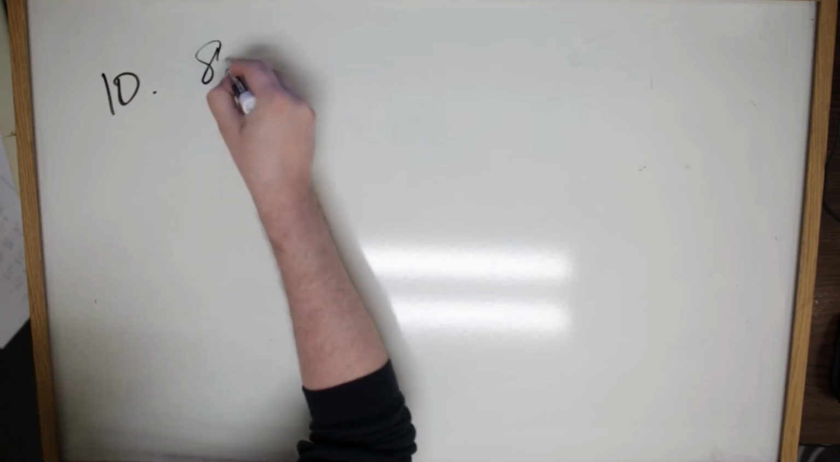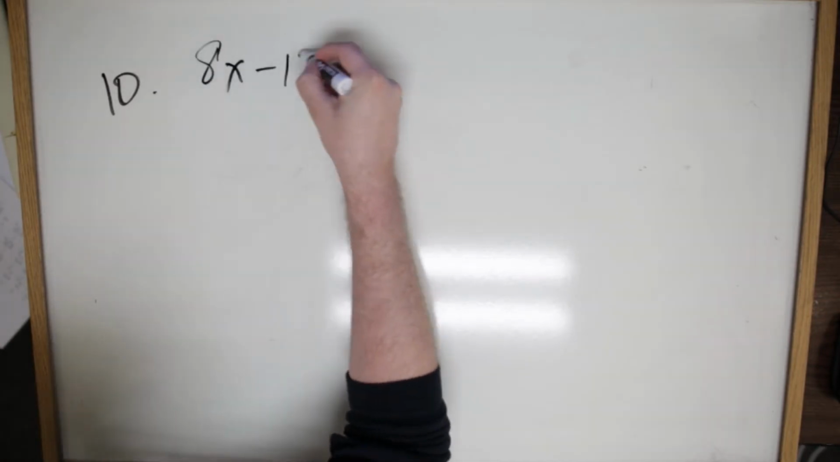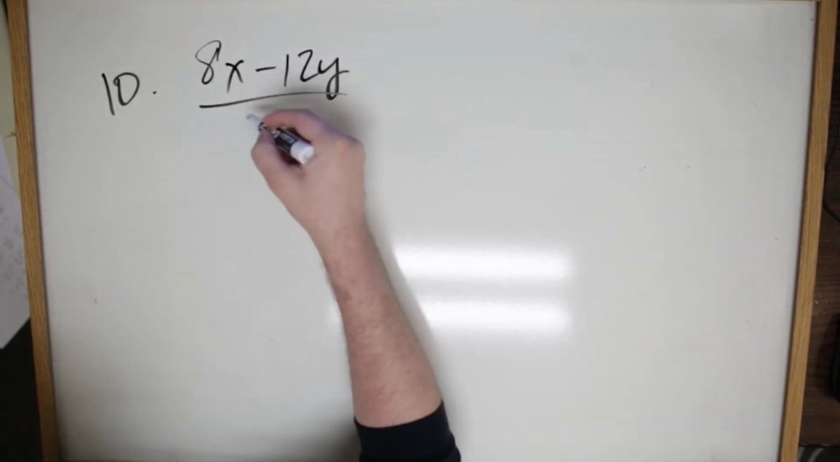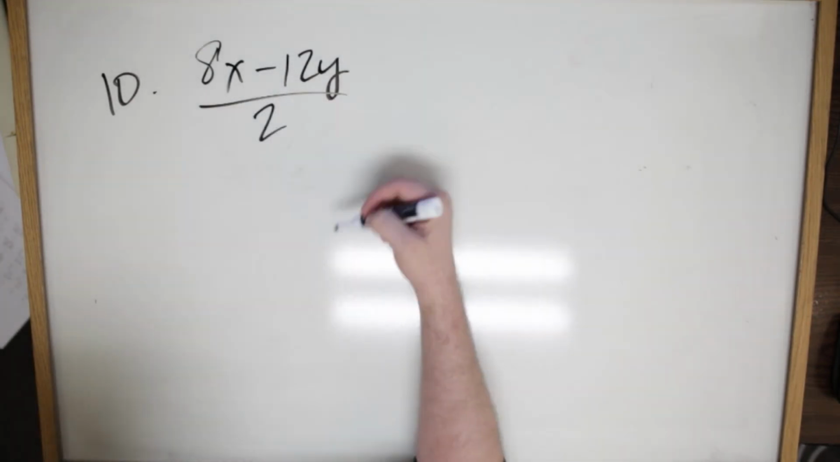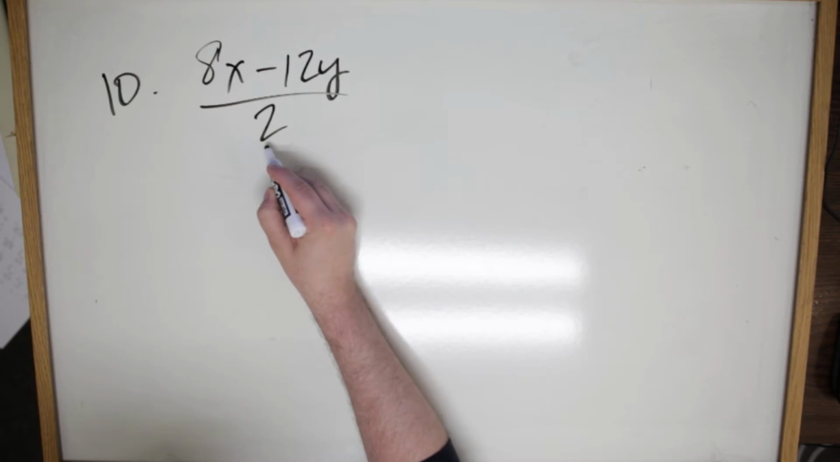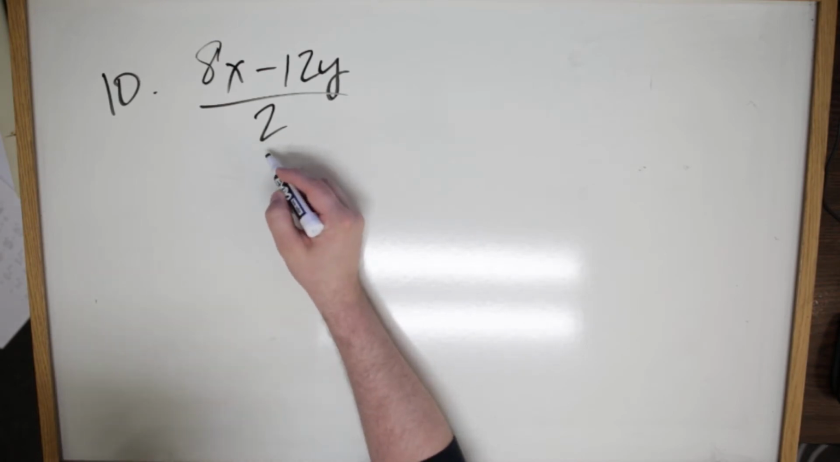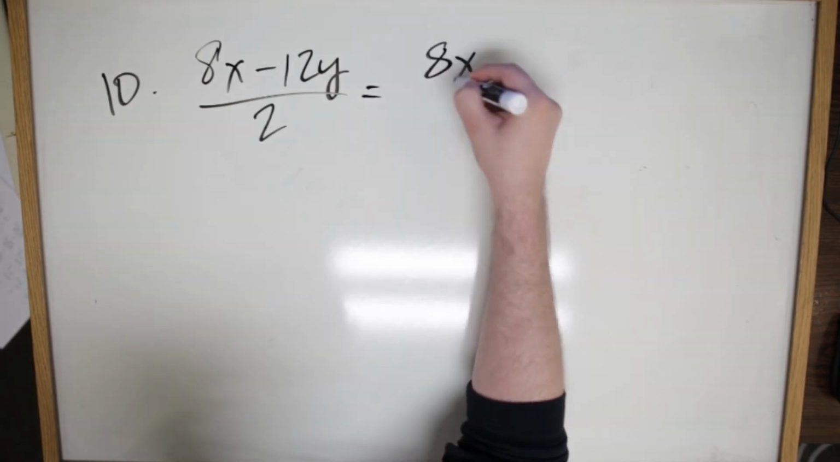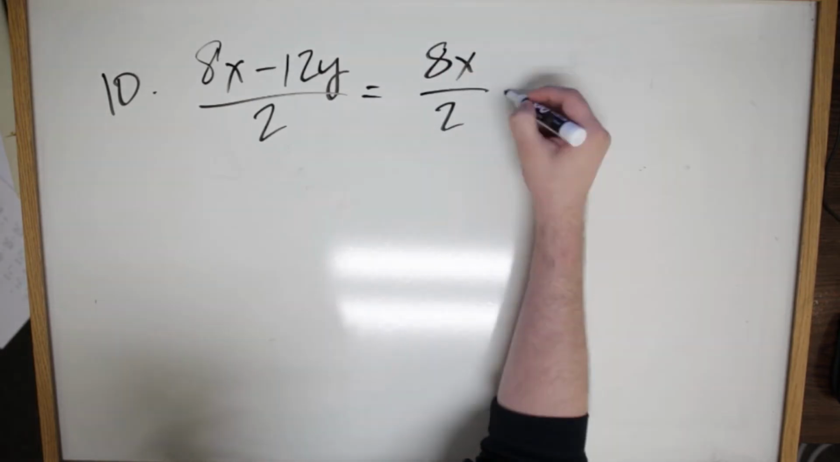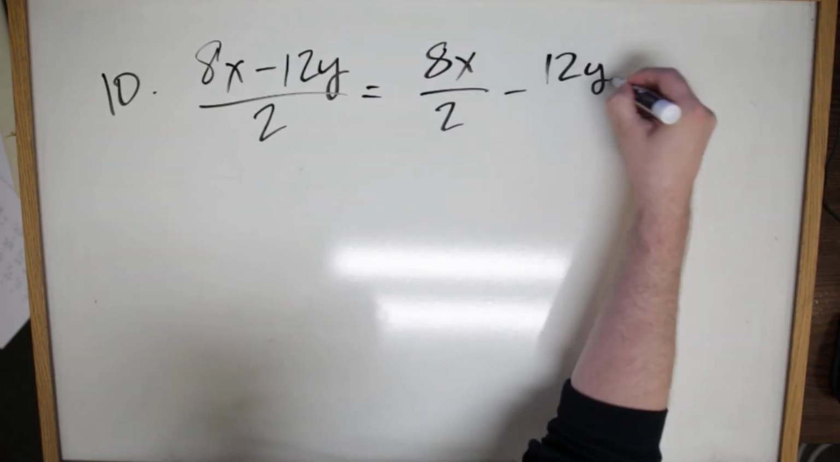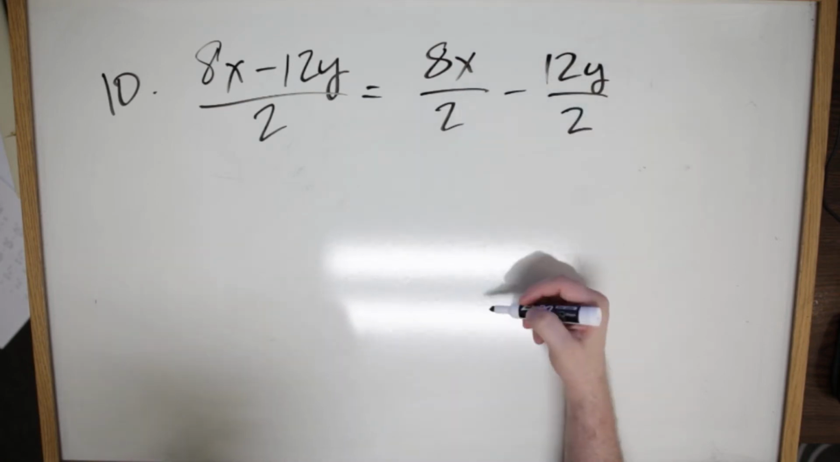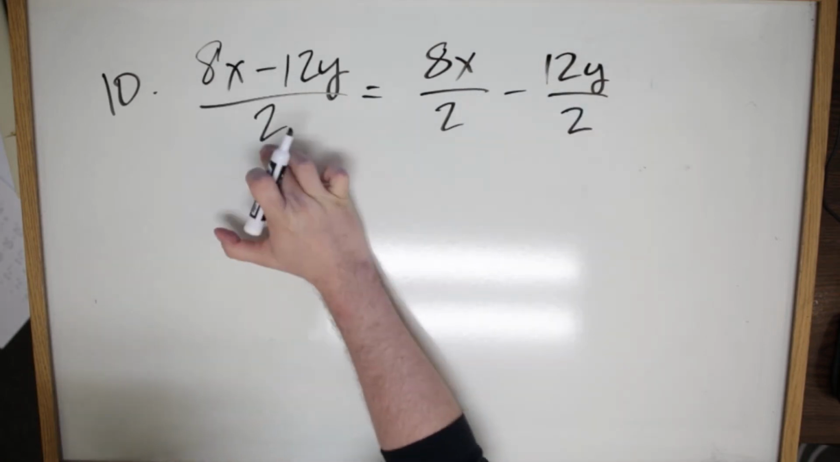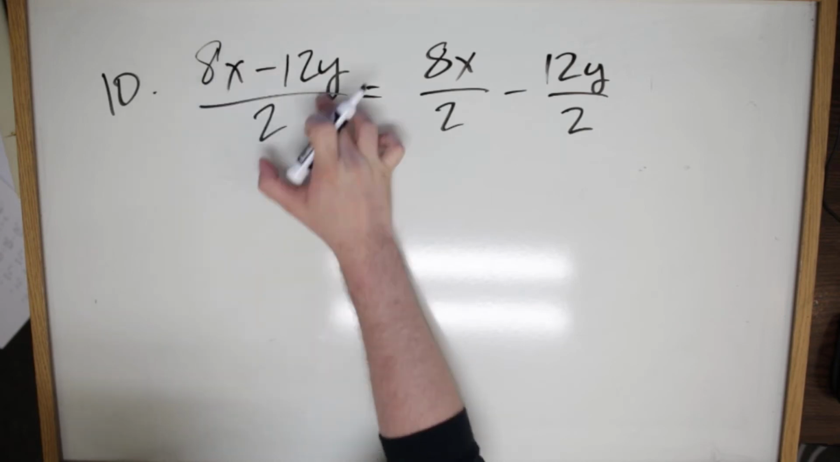Here we've got 8x minus 12y divided by 2. So again, this is technically a monomial because it is a constant. And so what we do is 8x divided by 2 minus 12y divided by 2. So we split from the denominator separately.